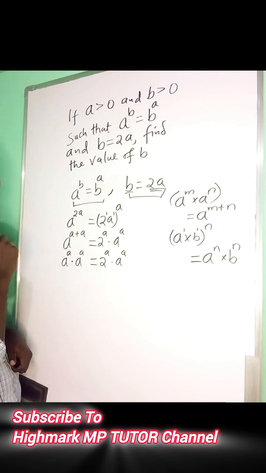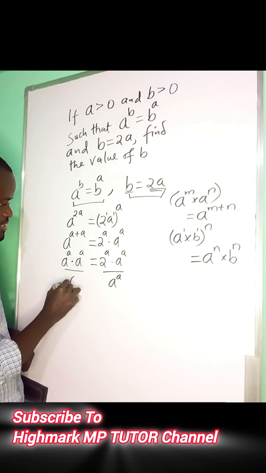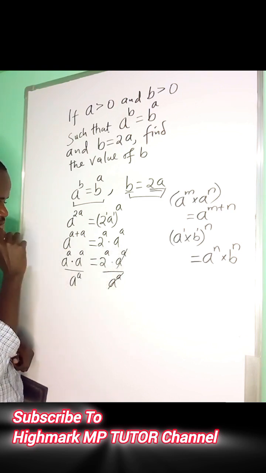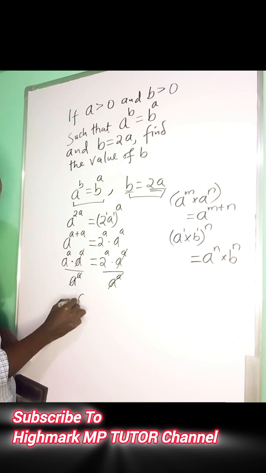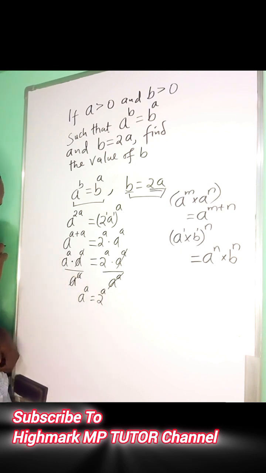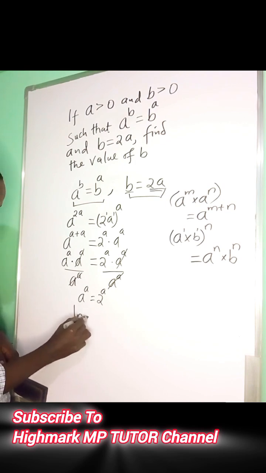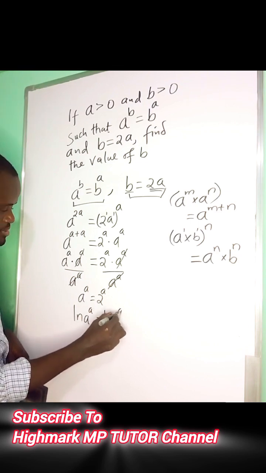At this point, we can divide both sides by A raised to A. So here we have A raised to A, and on the left hand side also, we have A raised to A. So A raised to A can cancel out on the right hand side and also on the left hand side, so that we have A raised to A is equal to twice, or rather 2 raised to A. At this point, we can introduce natural log. So on the left hand side and the right hand side, we have ln of A raised to A is equal to ln of 2 raised to A.